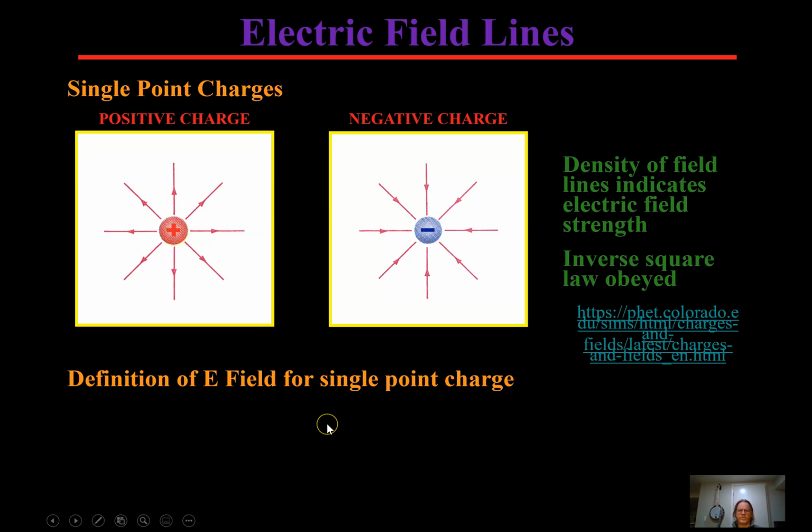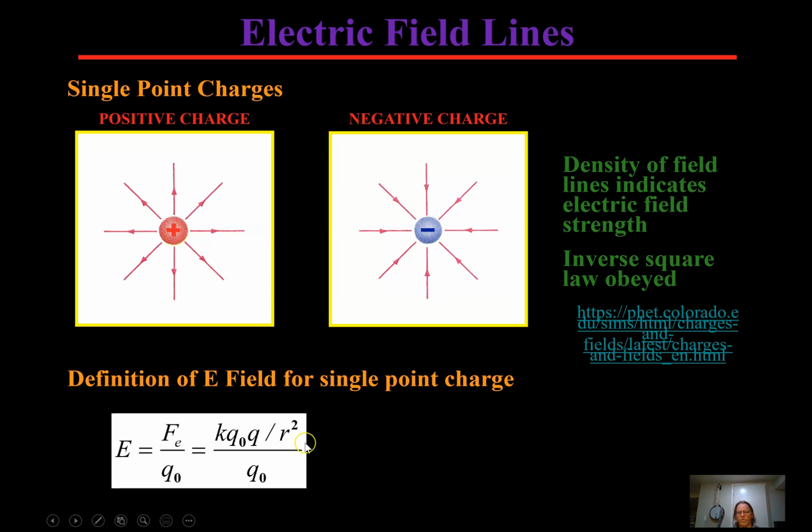So definition of electric field for a single point charge. There it is, guys. Remember, force is kQq over r squared. But this is the test charge, which is one of those Q's. So the charges go away. And that means what you have left over is, the test charge is gone. The little charge near the field is gone. This is what makes the field, the big charge. So this is another way to find the electric field. Okay? Always points in the direction of the negative and away from the positive.